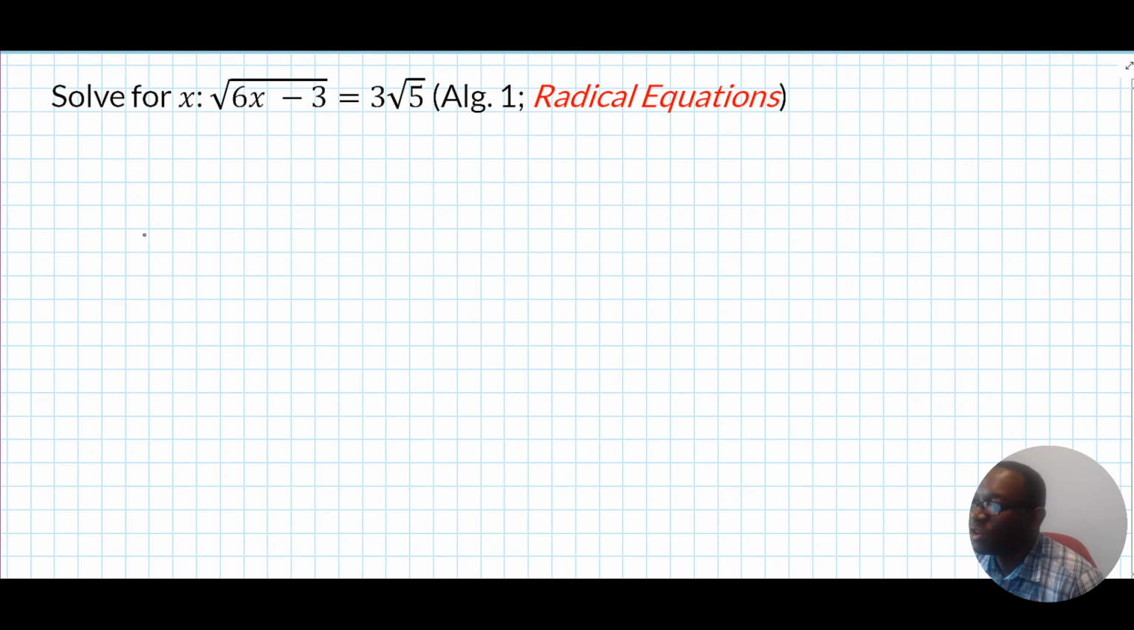So we're looking at radical equations here. The square root of 6x minus 3 is equal to 3 square root of 5, or 3 radical 5. What is the value of x? We're trying to solve for x here. What is the value of x in this case?